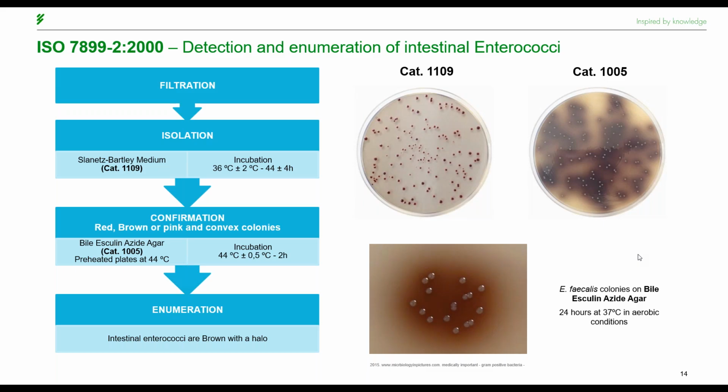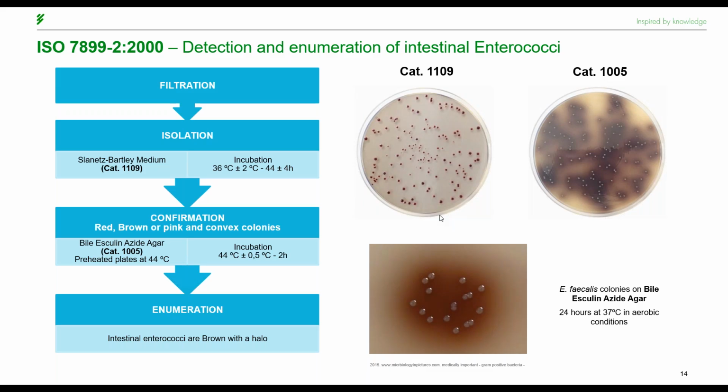This medium has sodium azide in its formulation, which helps to inhibit gram-negative bacteria, Enterococcus being, of course, gram-positive, and also TTC, which is a colorless compound, but due to the action of enterococci, they reduce it to formazan, which has a reddish color. Because of it, typical colonies of enterococci in Slanetz and Bartley, as we see in this image on the left, have a red, brown, or even pink color, depending on the species, either in the center or throughout the colony.